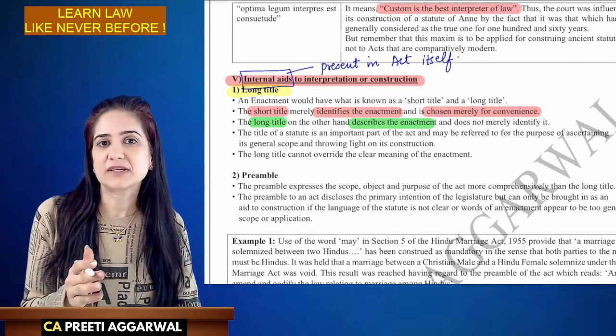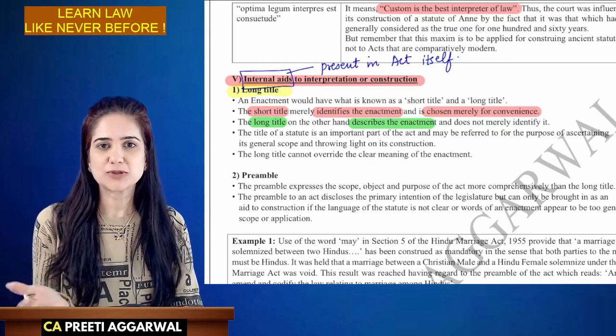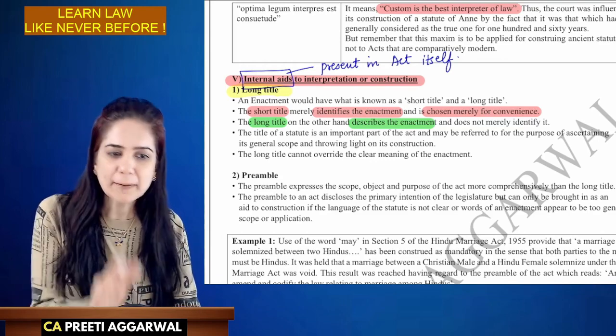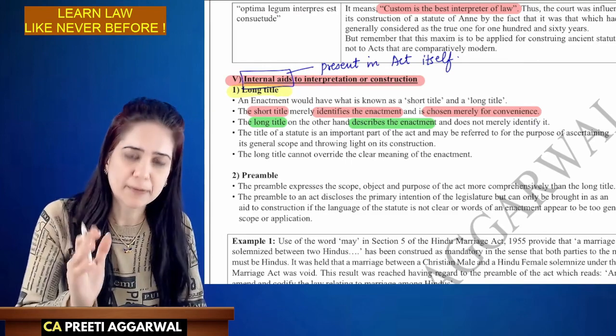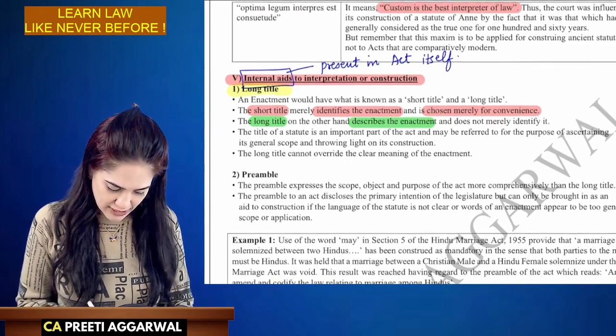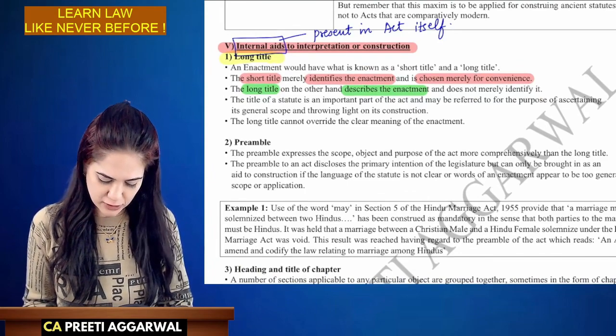Whereas the long title will specify what is covered, what is the scope. So it is an act to consolidate and amend the law relating to companies. So will this act apply to proprietorship or partnership? No, it applies to company. Long title is basically explaining the clear meaning of the enactment.